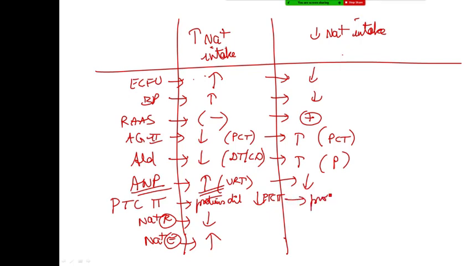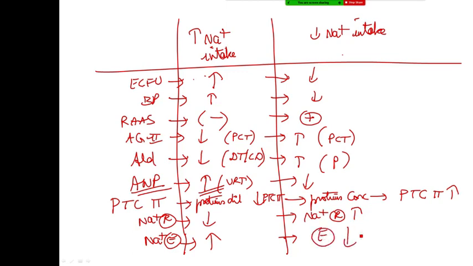What will happen to your proteins when your ECF volume is less? Proteins get concentrated. As a result of that, peritubular oncotic pressure will increase. And because of all the collective actions, sodium reabsorption will increase and excretion will decrease. Okay?